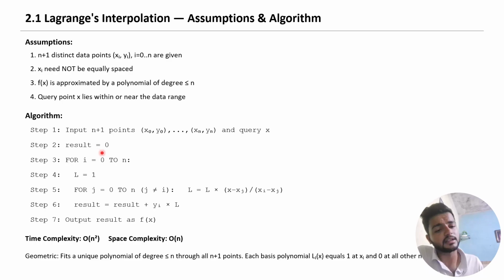Result will be assigned 0. We'll start a loop from i equals 0 to n. Make L equals 1. For j, we'll again start a loop from j equals 0 to n, where j is not equal to i, and make L equals L times (x minus xj) divided by (xi minus xj). Result will be result plus yi times L. Output result as f(x). Time complexity is big O of n square.